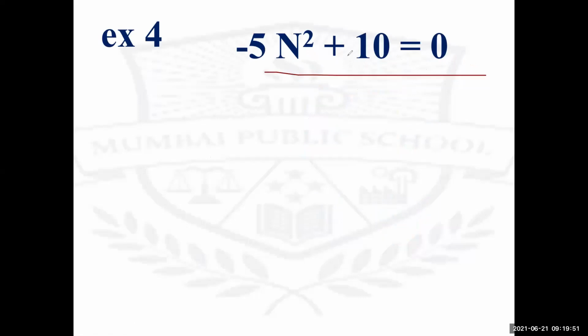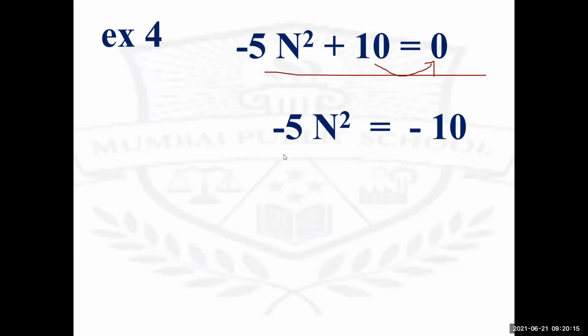Again, what you will do is eliminate 10, or shift 10 to the other side. So what are you going to get? You're going to get minus 5n square equals minus 10, because check, this negative sign is already there with 5. So minus 5n square equals minus 10.